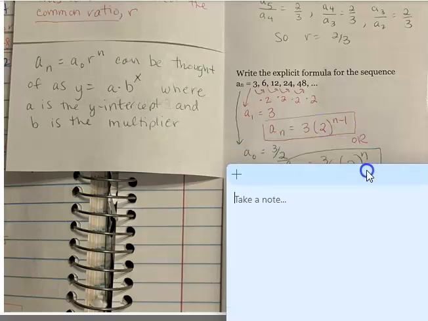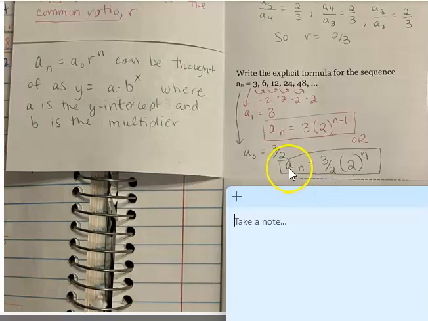Or if you go back one term to get a sub 0, that means instead of multiplying by 2, you have to divide by 2 to go backwards. So we know a sub 0 is 3/2, which means a sub n is equal to a sub 0, which in this case is 3/2, times r to the n instead of n minus 1. So either of these explicit formulas would work for this particular sequence to generate these numbers.